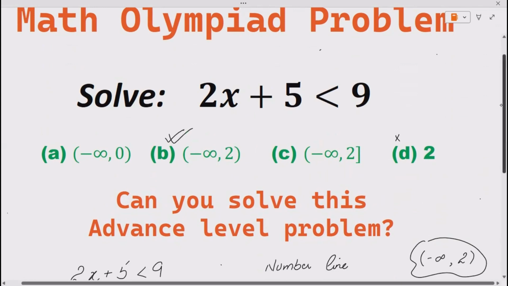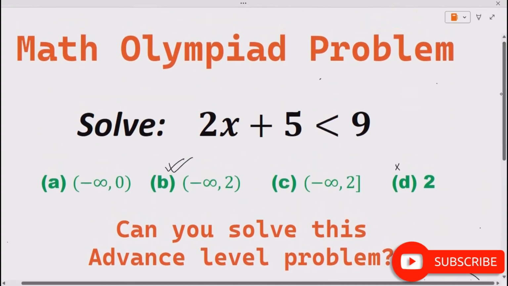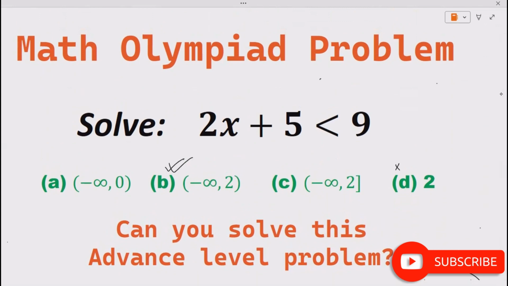I hope you enjoyed this video. This is an advanced level problem, so it takes some time. It takes some conceptual thinking to solve it. So these two are incorrect. This one is correct.